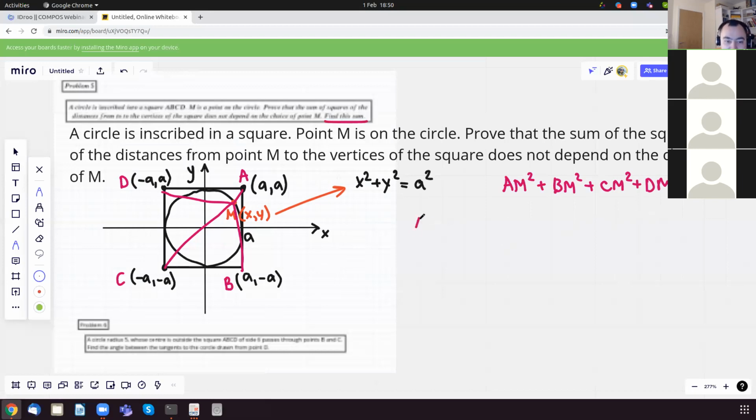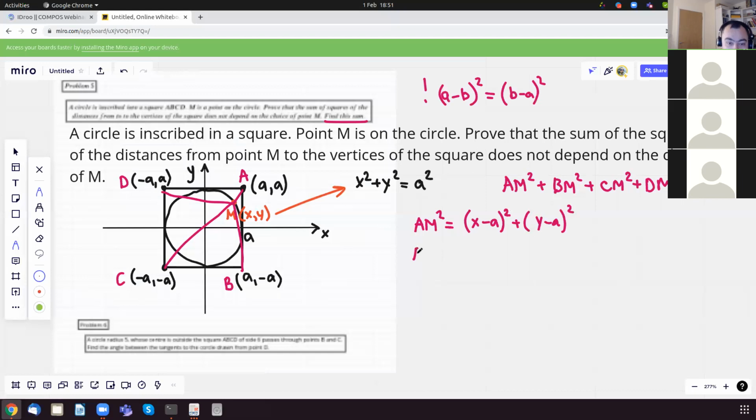Okay, so let's start with AM squared. AM squared is the distance, well, (x minus a) squared plus (y minus a) squared. Fairly straightforward. You could do a minus x and a minus y. It doesn't really matter because (a minus b) squared is absolutely the same as (b minus a) squared. So it doesn't matter which way you go.